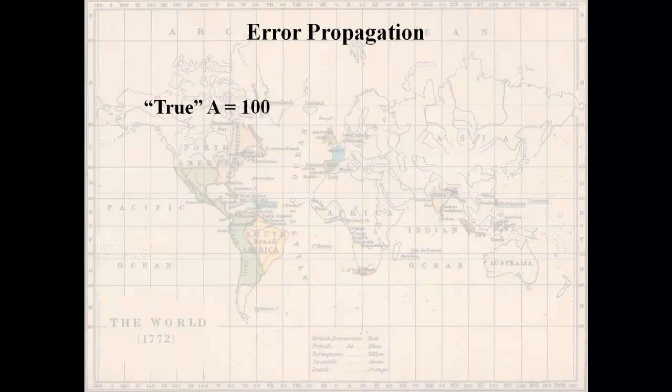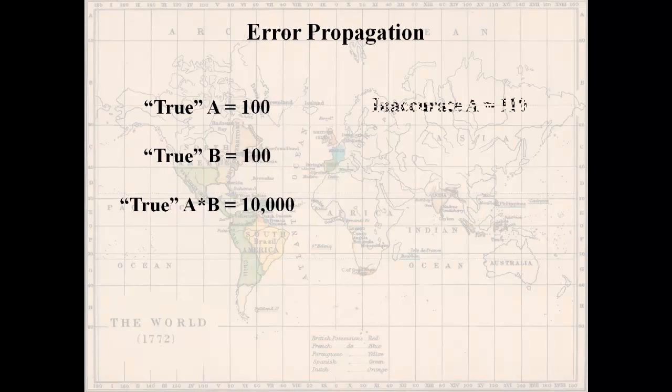Numerically, that also applies. So let's say we have a true A equal to 100 as an example. True B equal to 100. So we know that the real values, or as close as we can measure them when we go out in the field, are 100 for A and B. If we measure those two and we multiply them by each other, we say, well, if A is true and B is true, we're going to multiply A by B, we get 10,000.